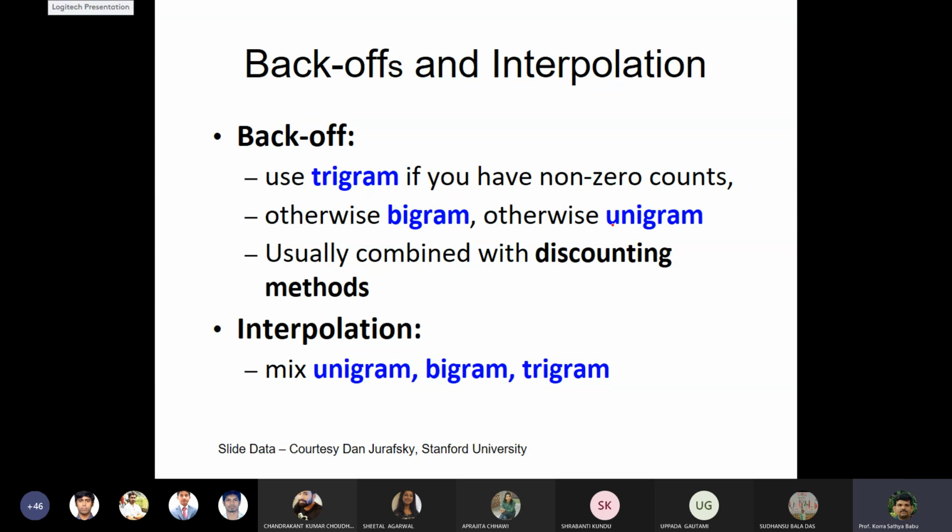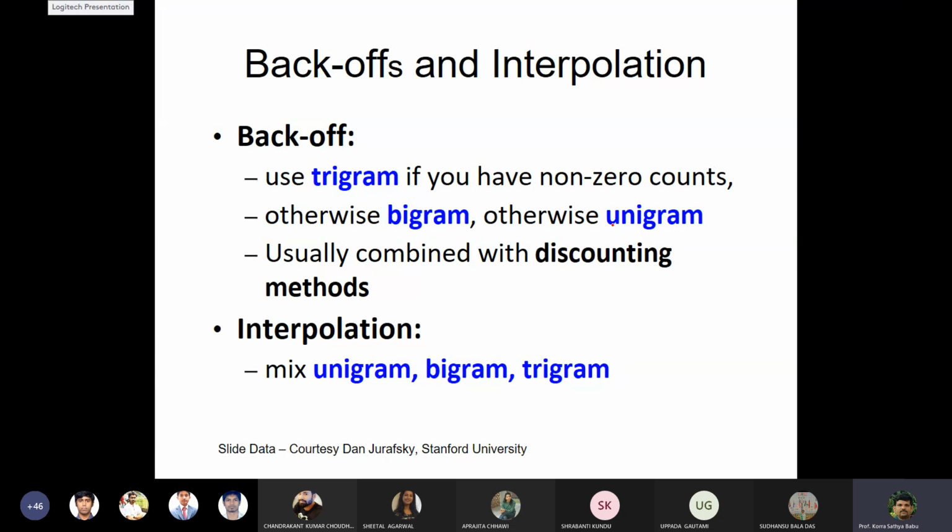If non-zero counts are there, it means that if you have non-zero counts, or if you have zero counts more, then what you can try to do is back off with the trigram and then go with the bigram. Still, if the problem is persisting, then back off with the bigram and go with the unigram model. And sometimes some of these methods which use the backoff technique usually combine with the discounting methods.